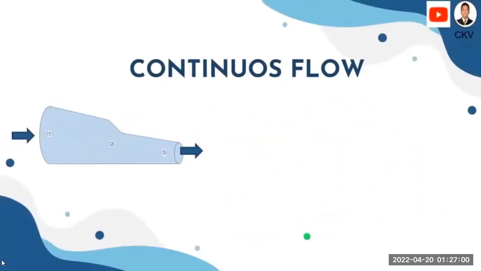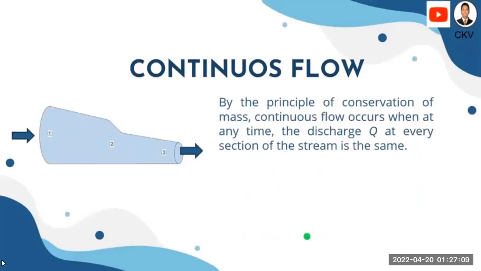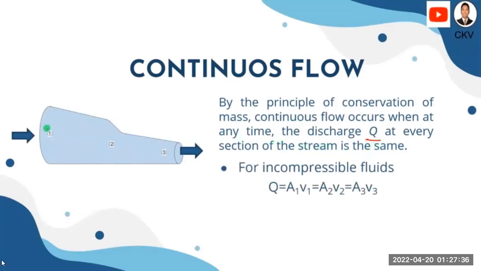Now for continuous flow, given that we have a pipe with varying cross sections, by the principle of conservation of mass, continuous flow occurs when at any time the discharge Q at every section of the stream is the same. So in a liquid that is flowing in a pipe that has a varying size or cross section, the value of discharge is always the same at any point. Okay, so it means that at point 1, point 2, point 3, we have the same values for its discharge, even though the cross-sectional areas are not the same. Okay, the discharge is always the same.